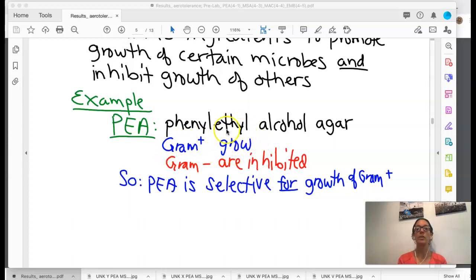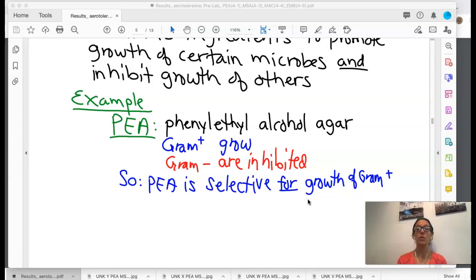Because gram-positives can grow and gram-negatives may not be completely killed, but they will be inhibited. They will not grow well. PEA is called selective for the growth of gram-positive. So if we had growth on a phenyl ethyl alcohol plate and on a plain media like tryptic soy agar, if we had good growth on both, we could deduce that the organism on the PEA plate is gram-positive.